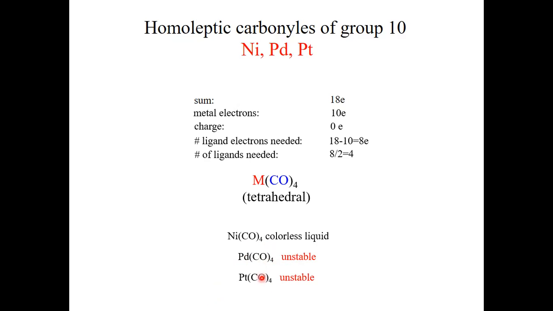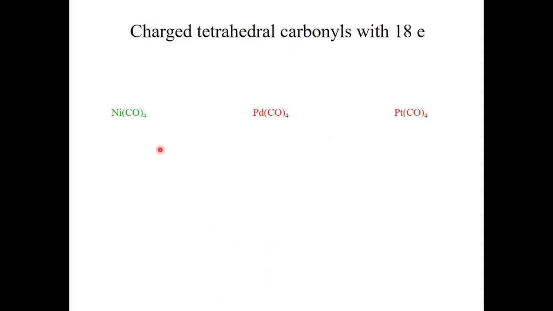Okay, so now what about charged structures of the composition metal CO4? So again, we just need to adjust the charge in order to fulfill the 18 electron rule. So let's just do this again. First, let's go to the left in the periodic table. We go from nickel to the cobalt. The cobalt has 1 electron less than the nickel. Therefore, the tetracarbonyl needs a 1- charge.